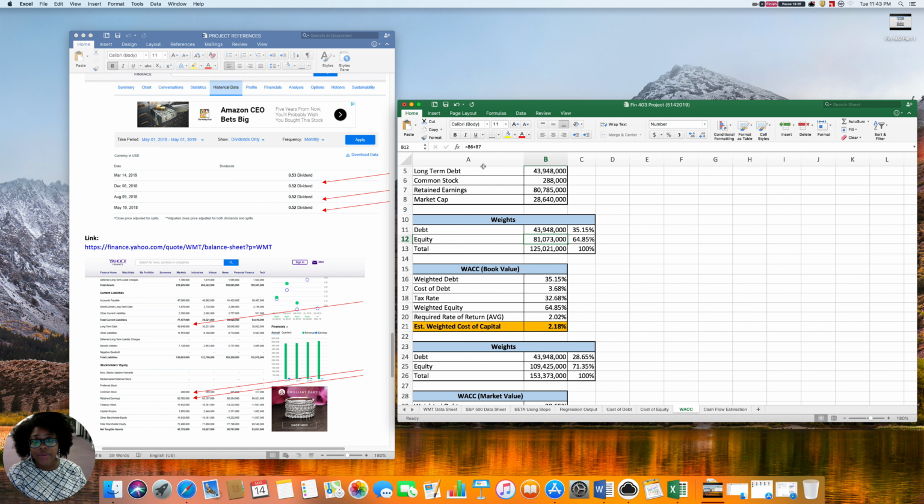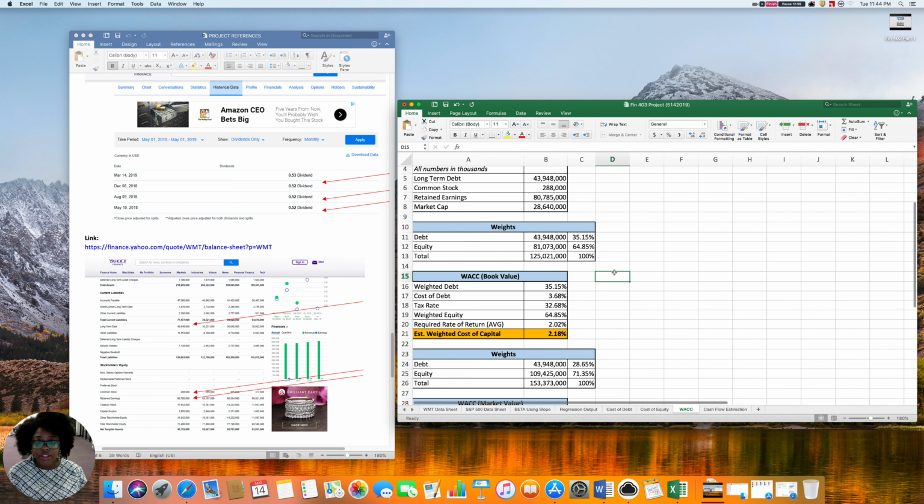And so for the equity, what I did was I added my common stock and my retained earnings to get my equity. Okay, and then that's where I got my total. All I did was I just added the debt and the equity to get my total, so that's where I can weight my information. And so we see that once it's weighted, the debt is 35% and then the equity is 64.85%.